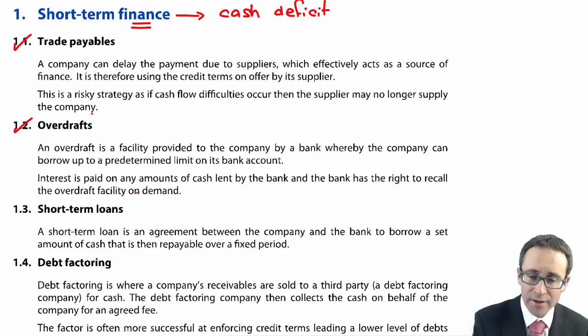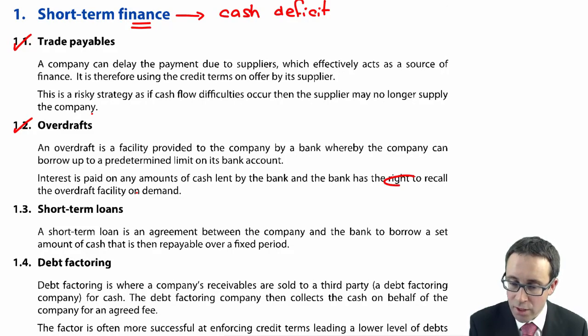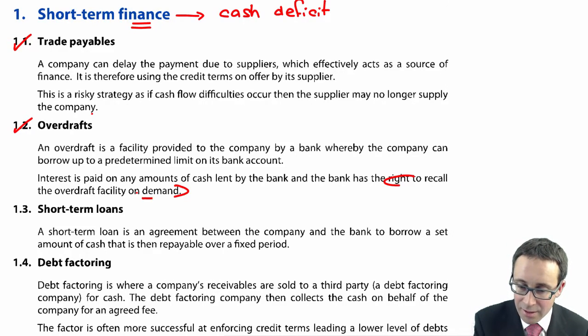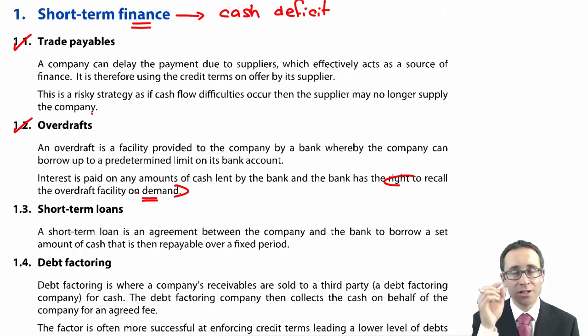The other option that you could have is to negotiate an overdraft with your bank. So that's an agreed facility that allows you to withdraw on demand up to a particular point in time. The risk that you have, however, is that the bank has the right to recall the facility on demand. So if you're not expecting to have to pay back that overdraft and all of a sudden the bank decides to ask you for the money, you've got some problems.